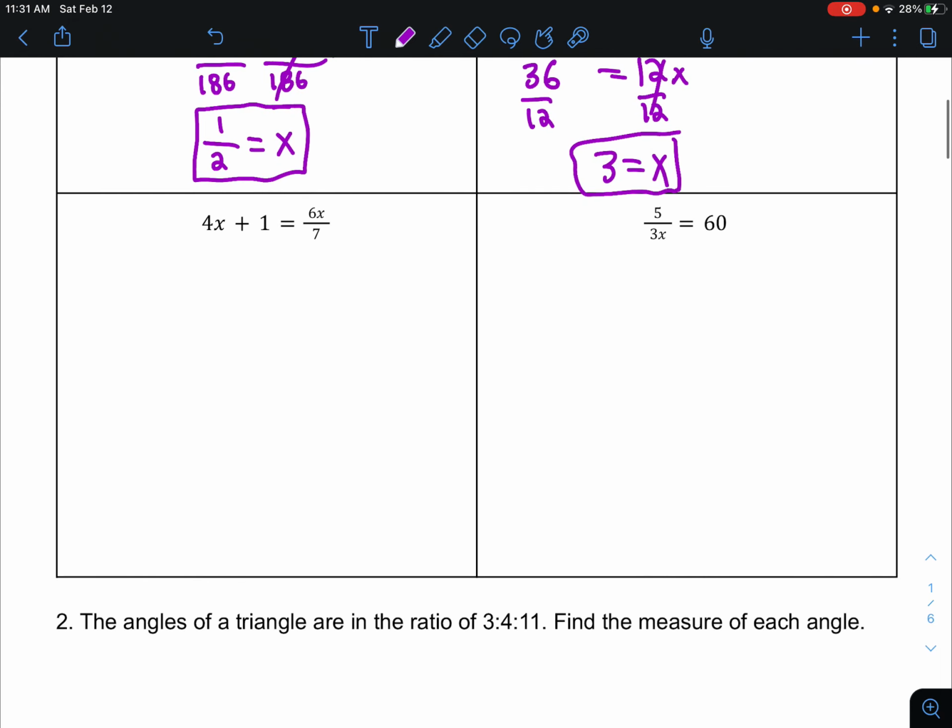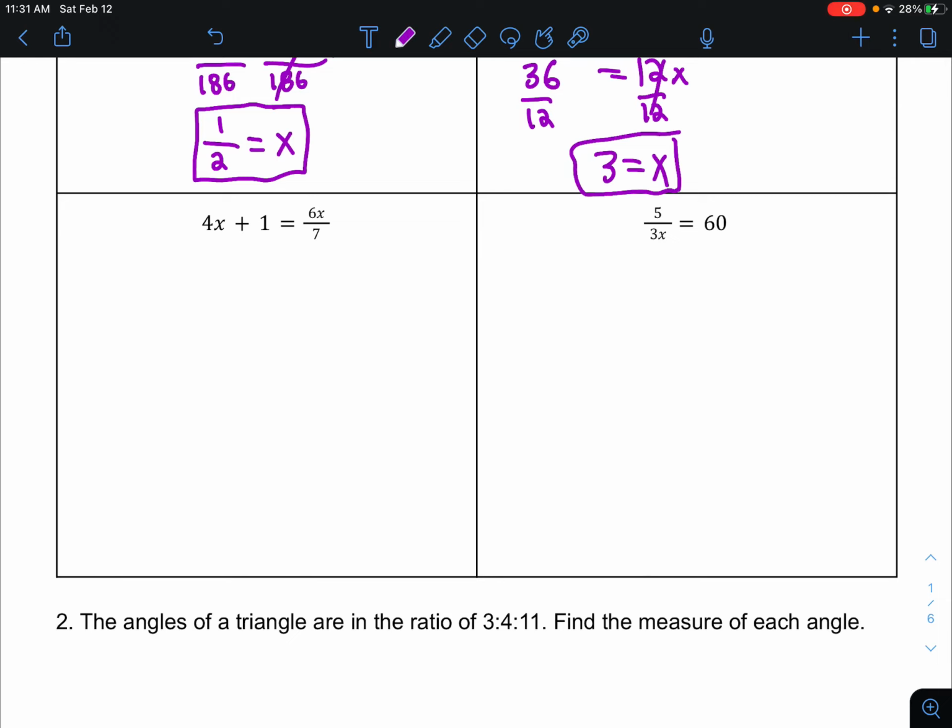In these next examples, you'll notice that we don't have such obvious proportions, although one thing we could do is we could consider this as a numerator over 1, and so we have the proportion of (4x + 1)/1 equals 6x/7. That's not necessarily helpful in this case, but it is good to just remember that any expression without a denominator is like it is over 1.